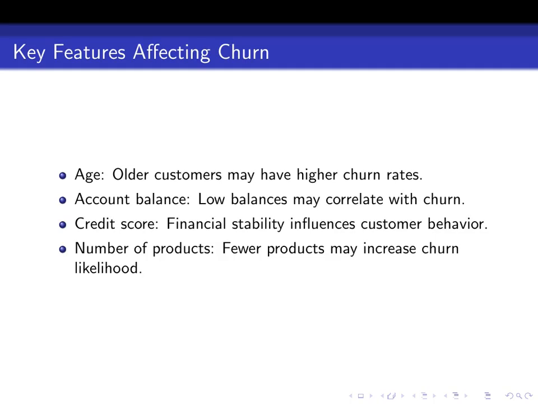Certain features heavily influence churn. Age is one, as older customers may have higher churn rates. Account balance is another. Customers with lower balances are more likely to leave. Credit scores play a role too, as they reflect financial stability. Finally, the number of products a customer has with a company impacts churn. Fewer products often mean a higher likelihood of leaving.